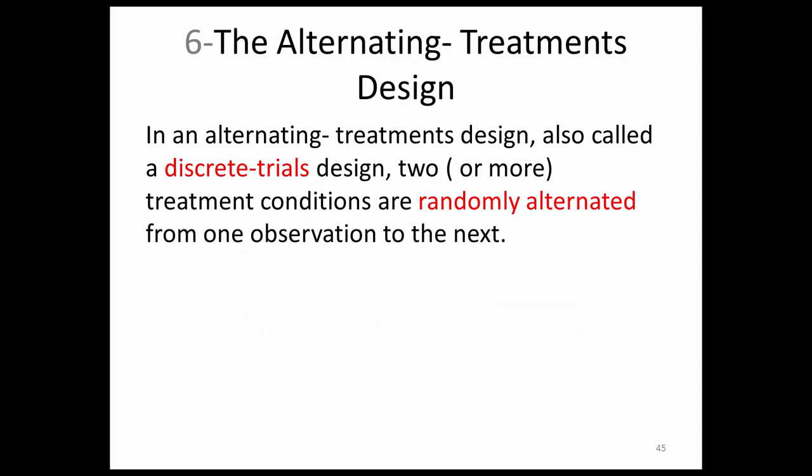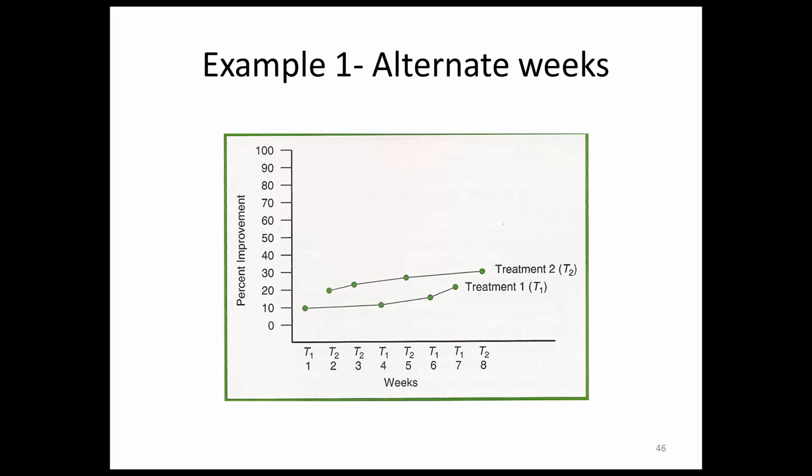and based on your patient's behavior you change your criteria each week. And finally, we have the alternating treatment design, which is also called a discrete trial design. Let's see how it works. For example, in this situation, we are using a different treatment every other week.